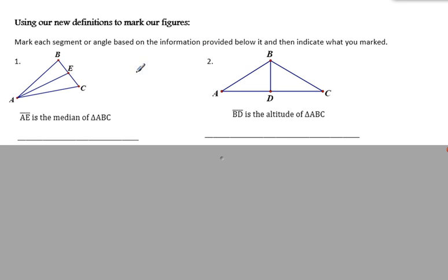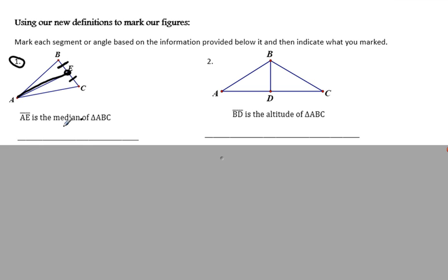Okay, now that you know those vocabulary words, as soon as you see a triangle with the vocabulary word in it, you have to know how to mark your triangle. So it says here to mark the segment or the angle based on the information provided below it and then indicate what you marked. So on the first one, if AE is the median of triangle ABC, the first thing I should do is put my hash marks that show that E is the midpoint. So BE is congruent to EC.